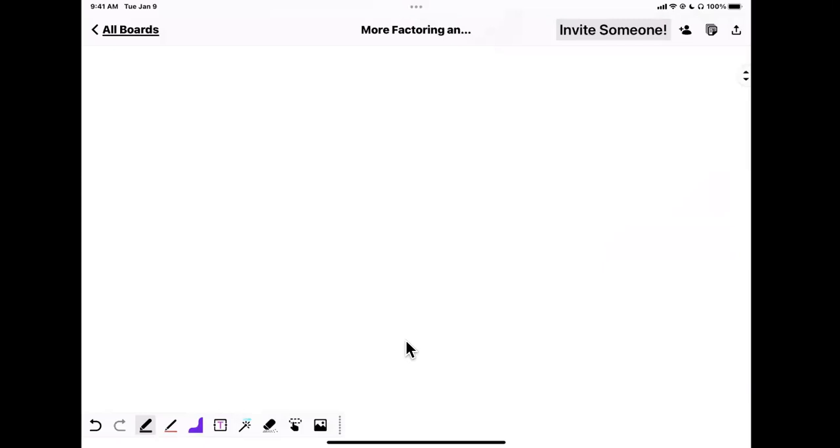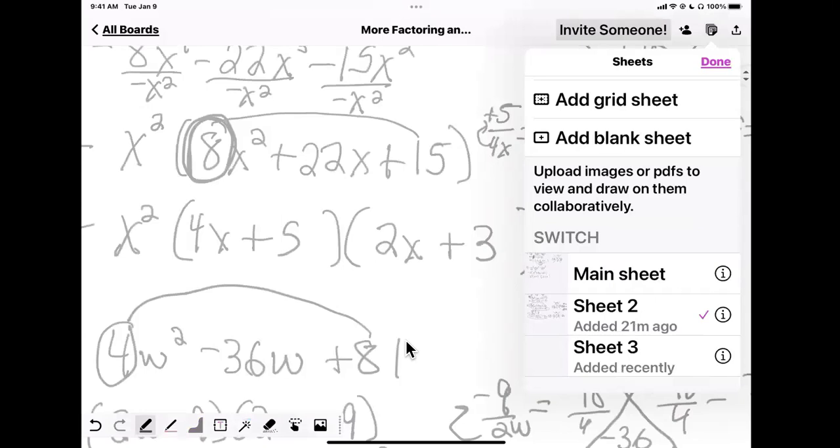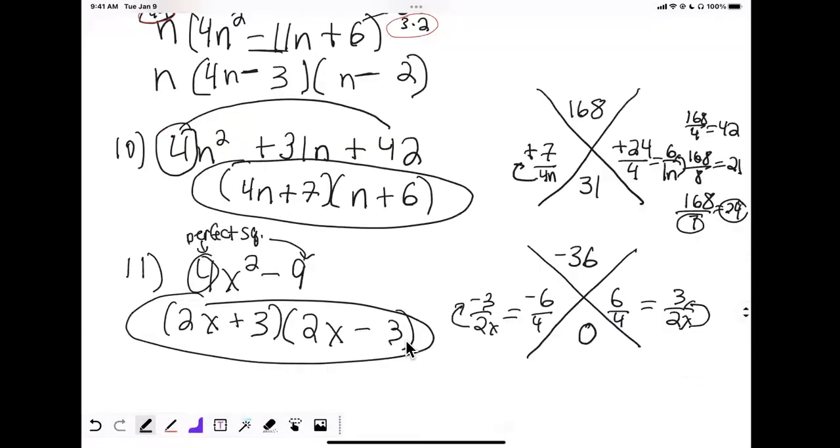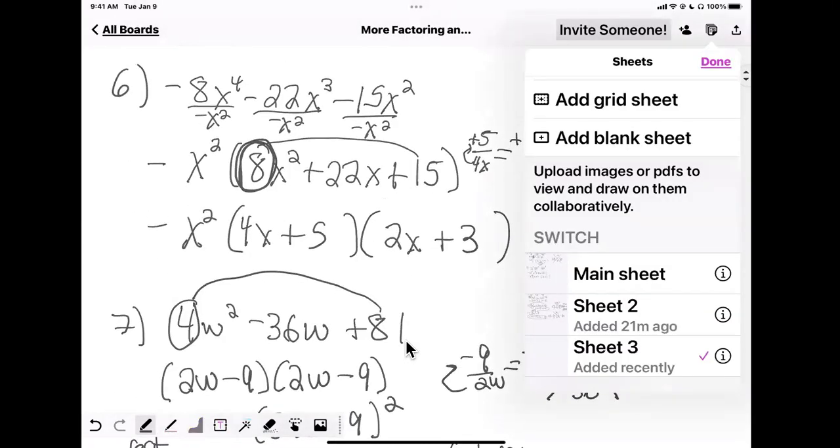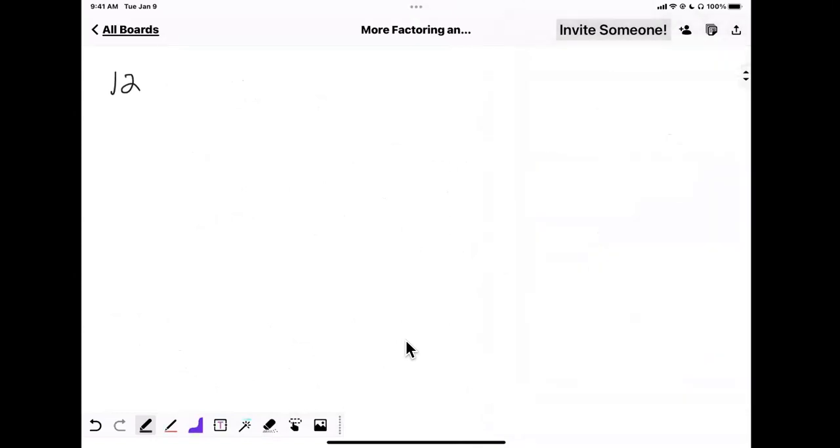Okay, so these are some that are a little different, but you still have to be able to factor them. The last number was 11, so this is 12. I know last time I showed you this one way, but I actually want to show you a little different way. x to the fourth plus 6x squared minus 27.